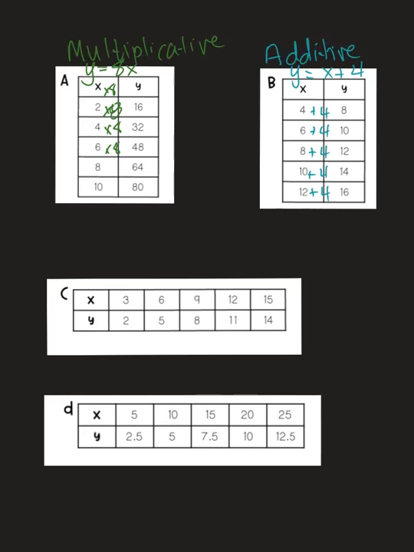Okay, so C, we're going to look at that. 3 to 2, 6 to 5. Well, what do you notice we're doing? We're subtracting 1 each time. So that means my equation is going to be y equals x minus 1. So does that mean it's additive? I'm not adding. Yes, because I am adding. I'm adding a negative 1. So an additive graph can be adding or subtracting. So this one is additive.